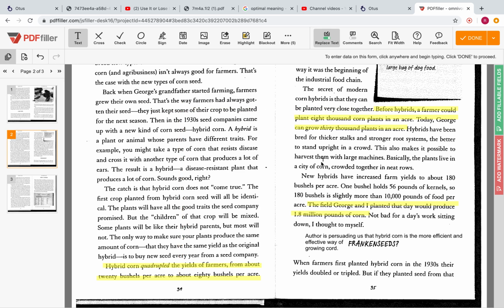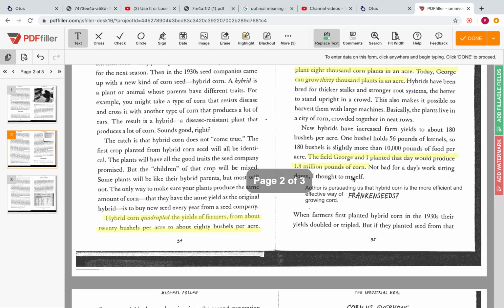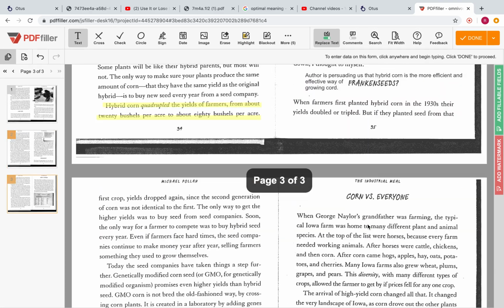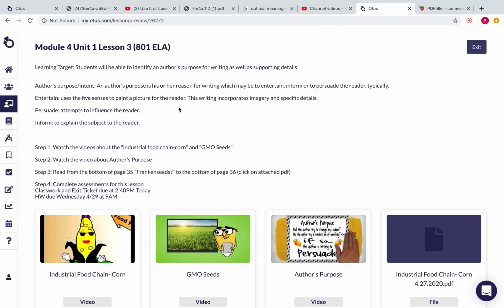All right, so for your independent practice today, your exit ticket, you're going to read, once again, from here to here, and you are going to determine the author's purpose and use evidence to support your response. Is the author's purpose to entertain, to persuade, or to inform? And I'm going to give you a hint. It could actually be more than one of those.